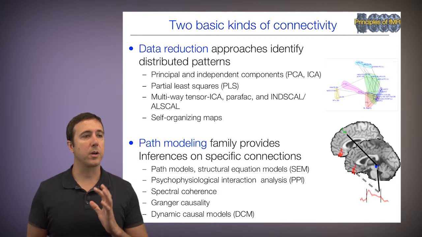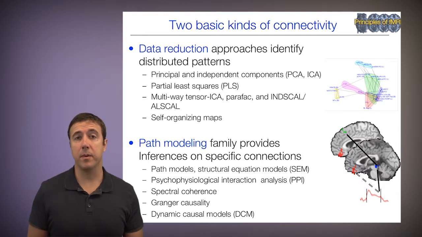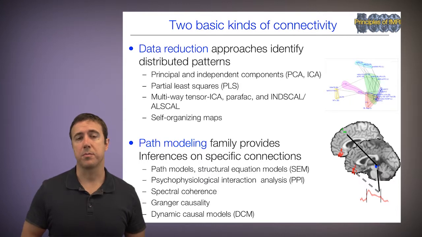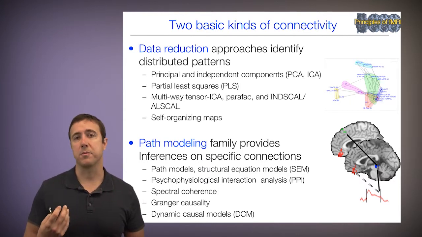There are also spectral coherence models in the frequency domain instead of the time domain. And there are also Granger causality models, which can take into account cross-lagged correlations and autocorrelation, and dynamic causal models, which are part of a family of state space models that estimate relationships based on the dynamics or derivatives of the responses.